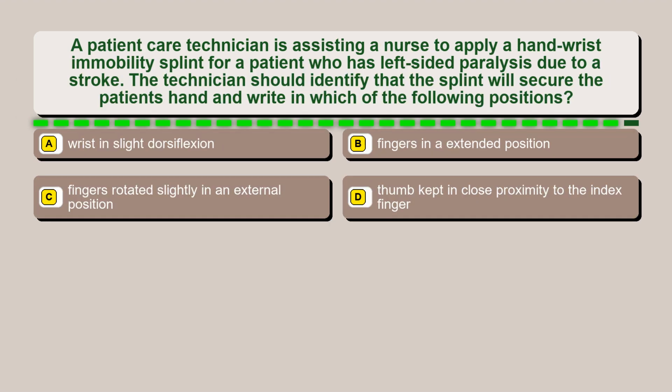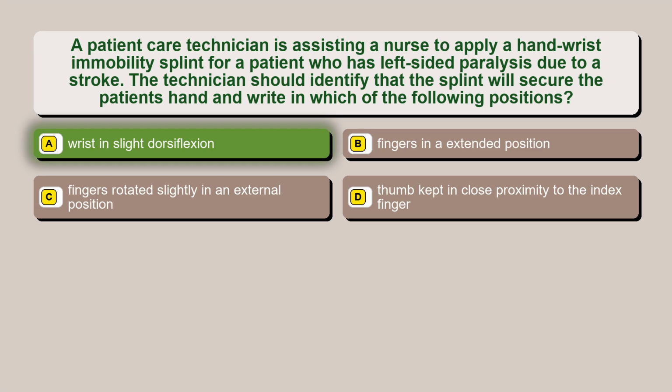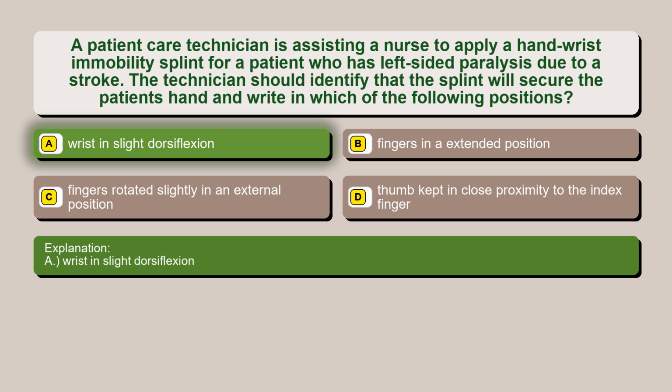Question 7. A patient care technician is assisting a nurse to apply a hand-wrist immobility splint for a patient who has left-sided paralysis due to a stroke. The technician should identify that the splint will secure the patient's hand and wrist in which of the following positions? Option A. Wrist in slight dorsiflexion. Option B. Fingers in an extended position. Option C. Fingers rotated slightly in an external position. Option D. Thumb kept in close proximity to the index finger. The correct answer is option A. Wrist in slight dorsiflexion.